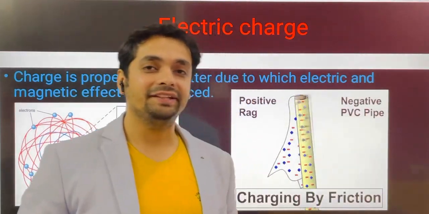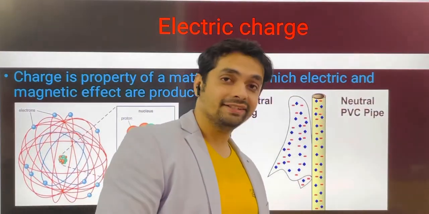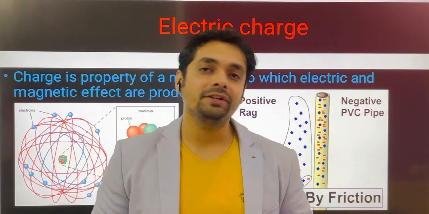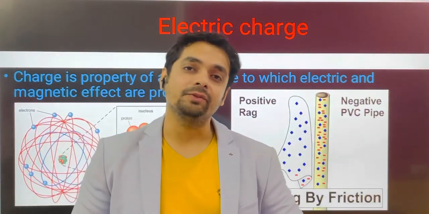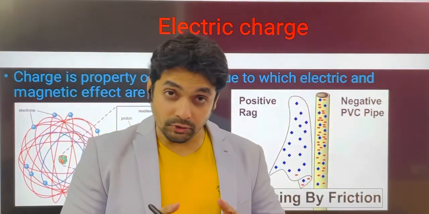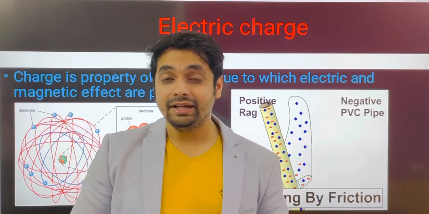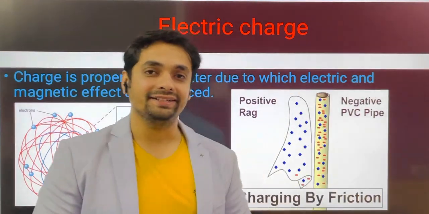Oh, you might be thinking about what I'm doing. Actually, I'm trying to produce the electric charge. So, what is the electric charge? There is no proper definition of the electric charge. But according to its characteristics, we can define the electric charge as a basic property of the matter due to which the magnetic and electric effect is produced inside a matter.